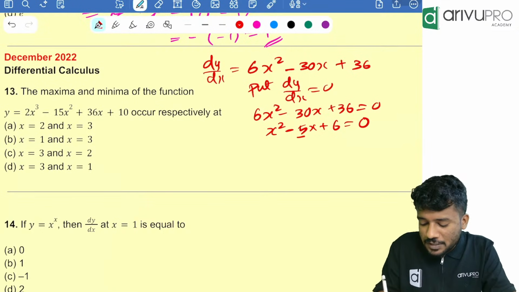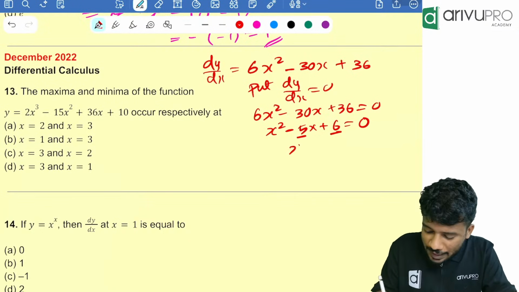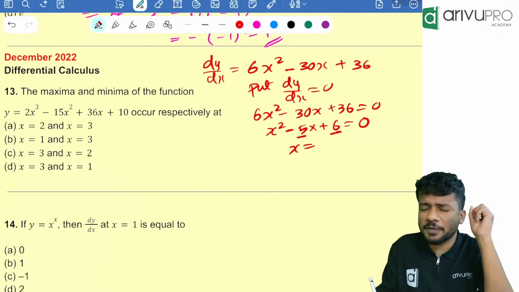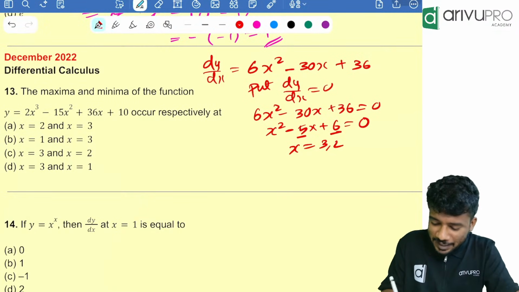From this, sum is equal to 5 and product is 6. Which two numbers can be the case? It should be product should be 6 and sum should be 5. That means x value should be what? 3, 2. Right?